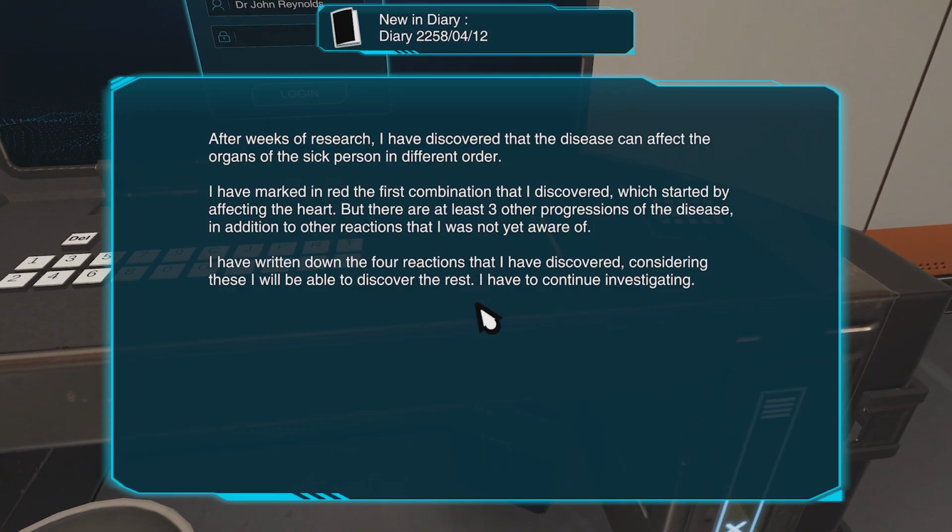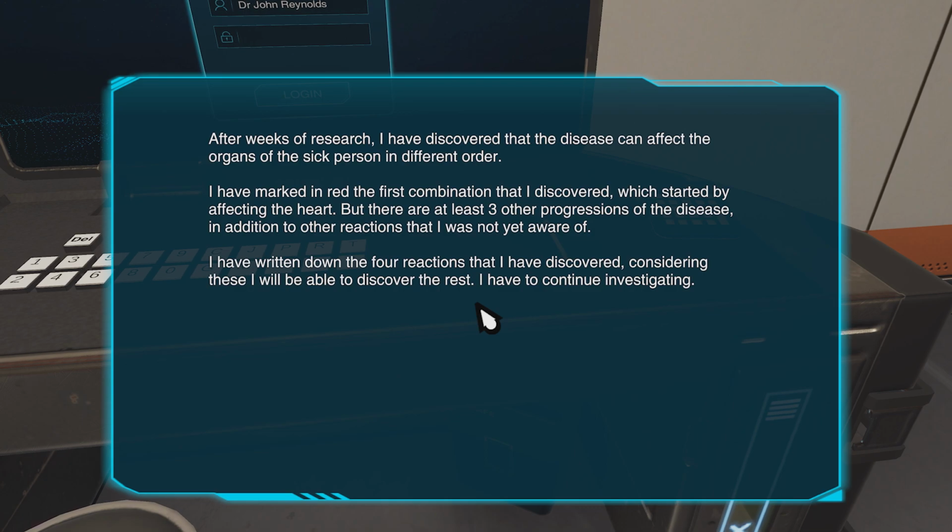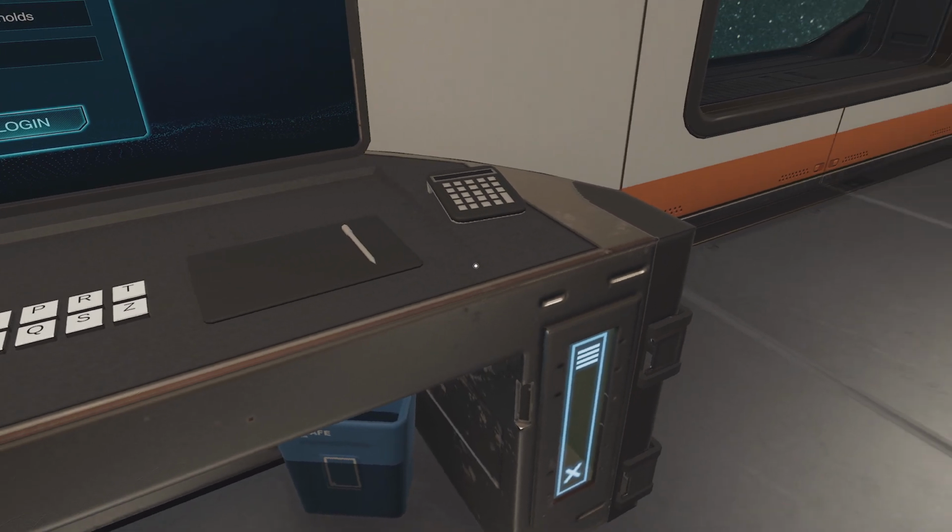After weeks of research, I have discovered that the disease can affect the organs of the sick person in different order. I have marked in red the first combination that I discovered, which started by affecting the heart, but there are at least three other progressions of the disease, in addition to other reactions I was not yet aware of. Written down the four reactions that I have discovered. Considering these, I will be able to discover the rest. I have to continue investigating.